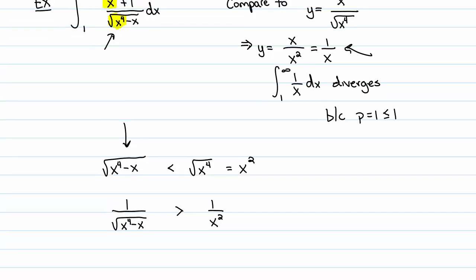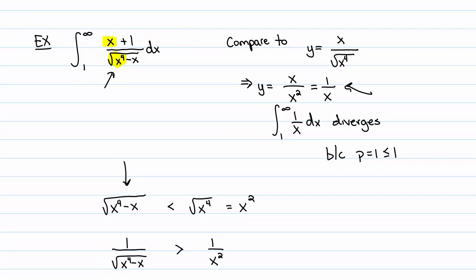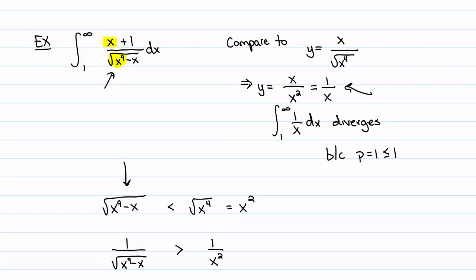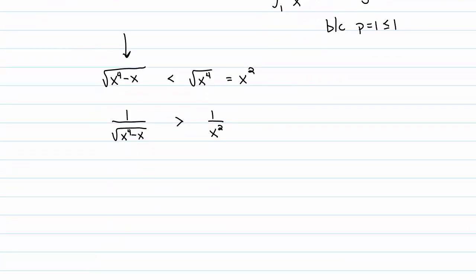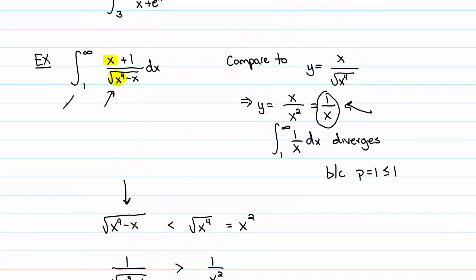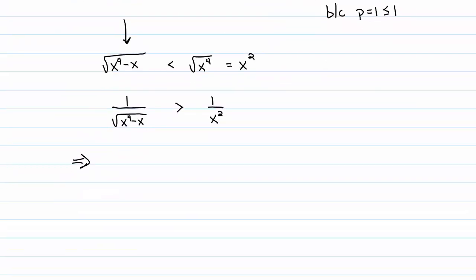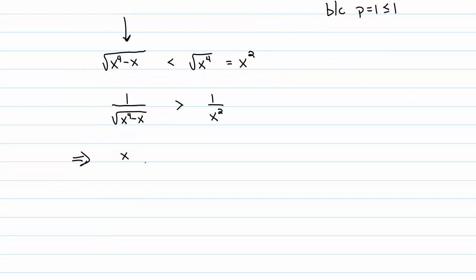Now again, keeping my eye on the prize, I want to end up with a 1 over x. So what I'm going to do is multiply both sides by x to cancel out that x squared in the denominator. You could totally do this because x is, again, positive because we're going from 1 to infinity. So when I multiply both sides by x, I get x over root x to the fourth minus x is now greater than 1 over x.